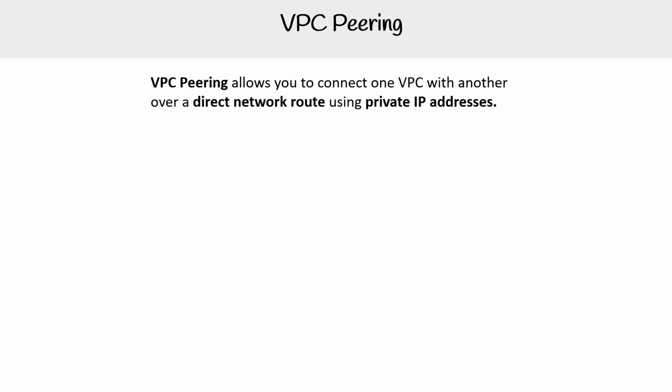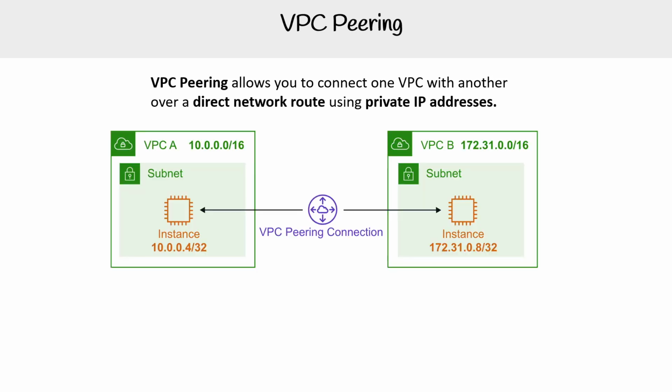VPC peering allows you to connect one VPC with another over a direct network route using a private IP address. So imagine you have two VPCs. You want them to be able to share traffic between them as if they're one VPC. And that's what VPC peering connections is going to allow us to do.